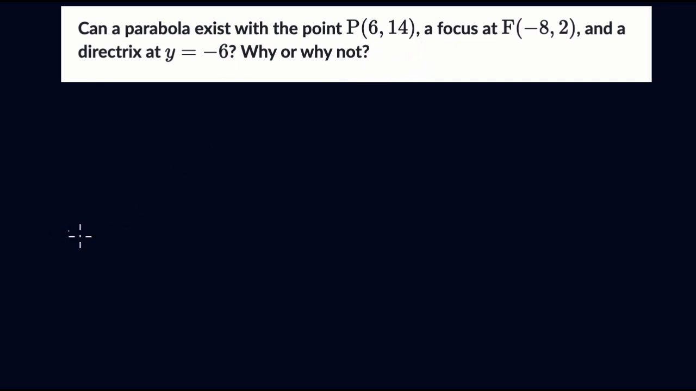All right, let me just try to sketch this a little bit just to visualize what's going on. So they're saying that we have to figure out whether this point could be on a parabola with this focus and that directrix. The focus is all the way at (-8, 2), and then the directrix is at y equals -6. And then this point is all the way at (6, 14).